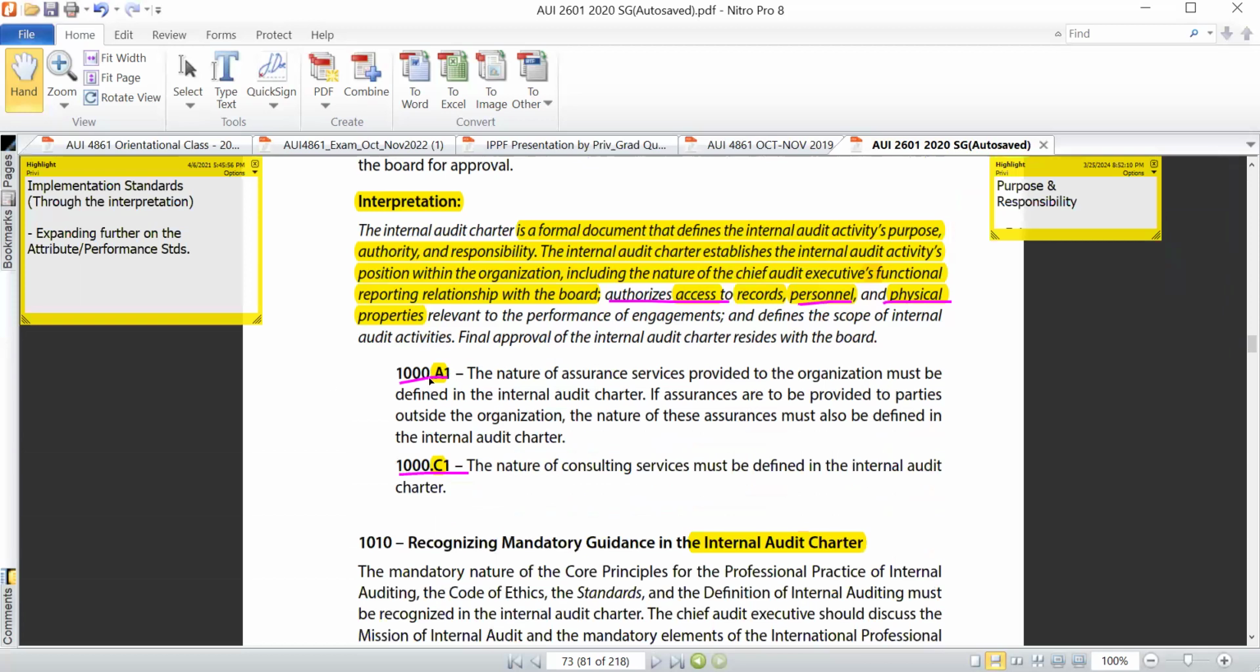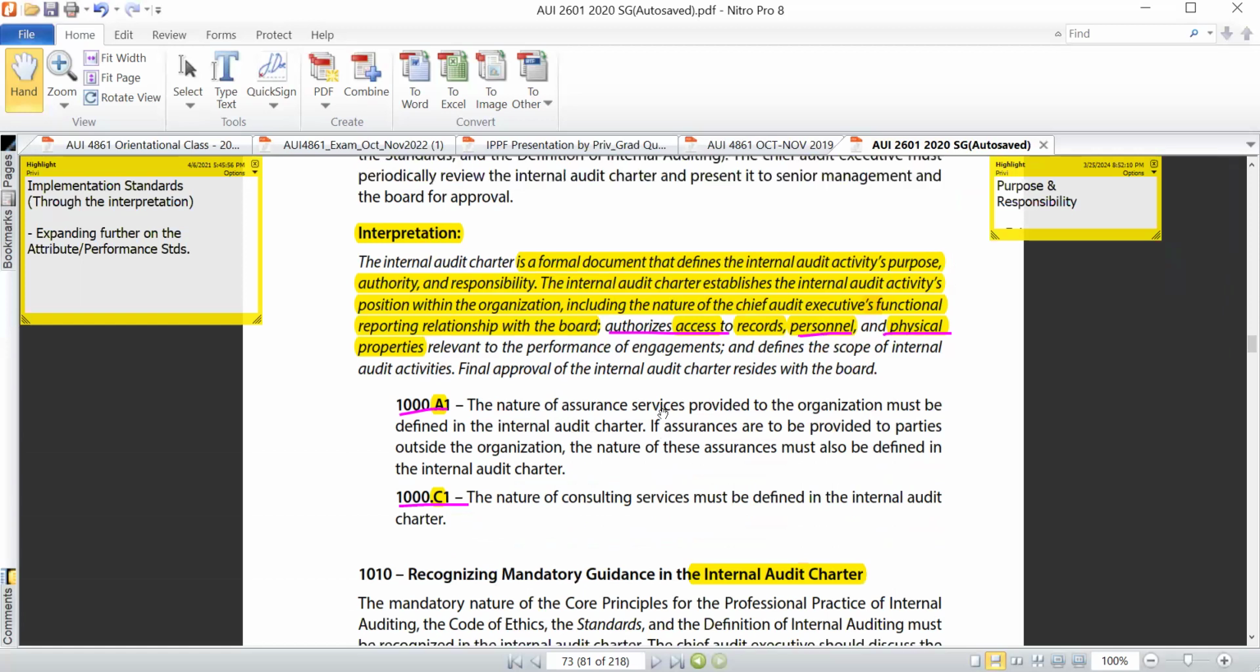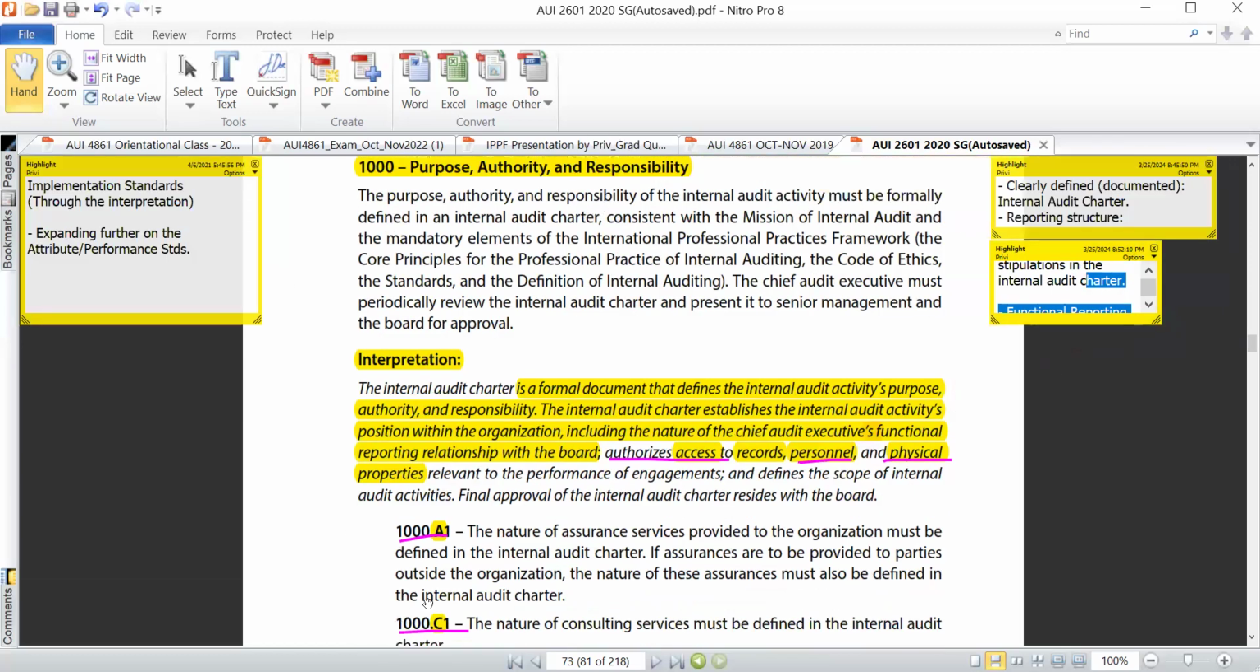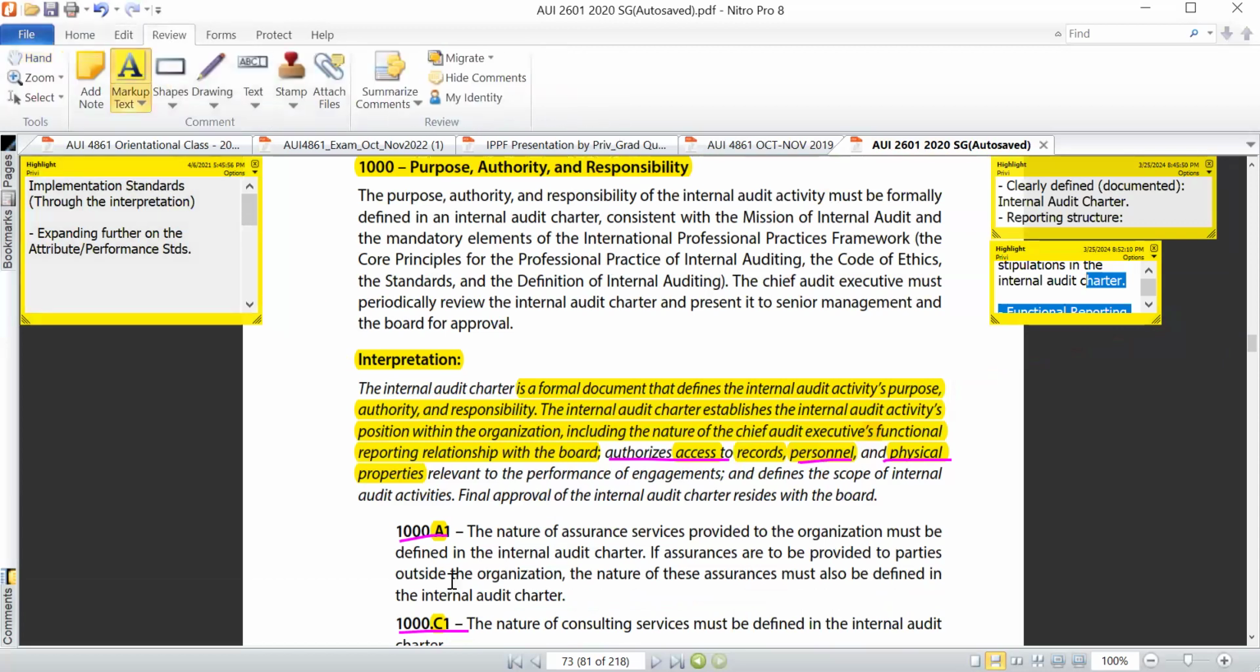So this is your implementation standards, but just describing from the assurance point of view. The nature of assurance services provided to the organization must be defined in the internal audit charter. So it's simply trying to say that, look, that is more related to the responsibility of the internal auditor. We provide assurance and consulting activities. So any form of internal audit engagements we are going to perform, that's what is attributed here as assurance services. It should be what? Defined in the internal audit charter.